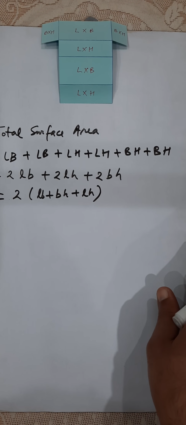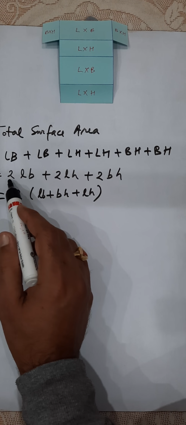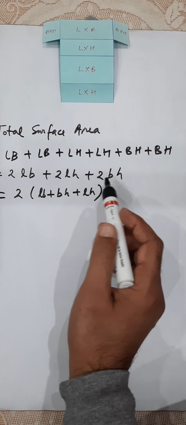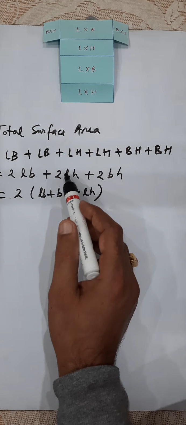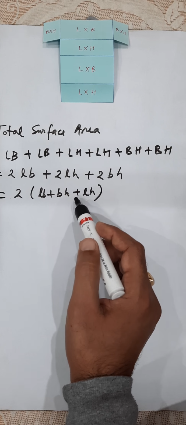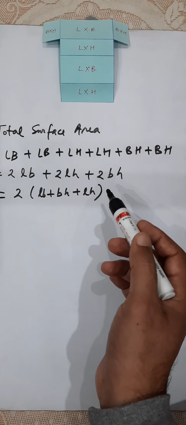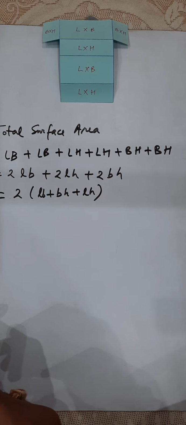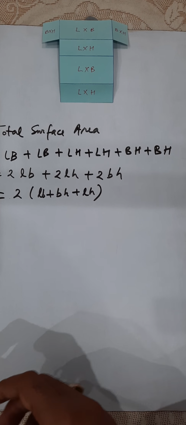Okay, total surface area becomes, see, every time 2 is getting repeated, 2 is common in all three. That is why I have taken 2 common. And then over here LB is left, in the next one LH is left and BH is left. Addition is commutative, so you can write any of them in any of the orders. So I hope that this cuboid is clear to you all.